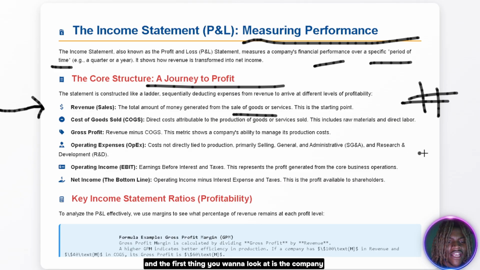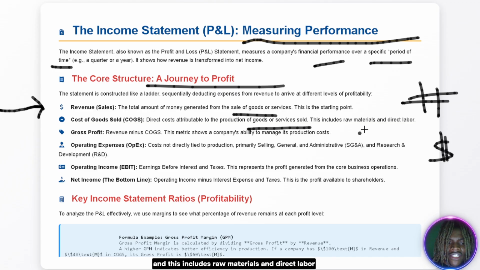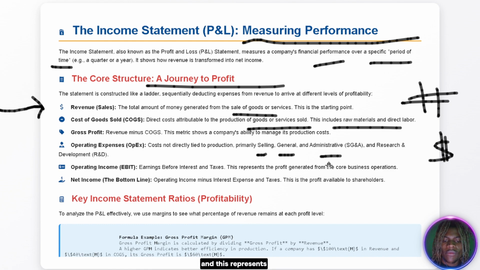The first thing we want to look at is whether the company is making money in the first place. Let's check the cost of goods sold, COGS, the direct cost attributable to the production of goods or services sold. This includes raw materials and direct labor. And gross profit. Gross profit is the revenue minus the cost of goods sold, and this metric shows a company's ability to manage its production cost. And operating expense, OPEX, the costs not directly tied to production, primarily selling, general, and administrative, SG&A, and research and development. And operating income, this is earnings before interest and tax, and this represents the profit generated from the core business operations.